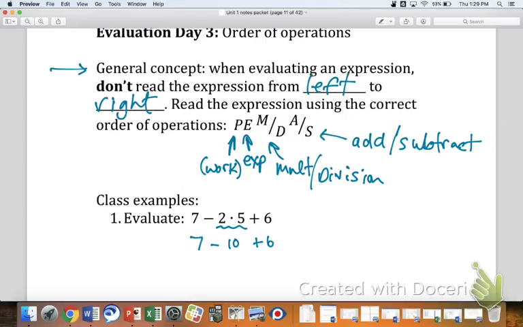That was the only multiplication or division that I found. So the only thing left to do here is the addition, subtraction that I see. 7 minus 10 is negative 3. Negative 3 plus 6 is 3. So you get a very different answer if you read it incorrectly. Just like in English, if you took an English sentence, instead of reading it from left to right, you started picking out words and reading in some kind of crazy order, you could totally change the meaning of the sentence. Same way here, if you don't read in PEMDAS, you are totally changing the meaning of the expression.